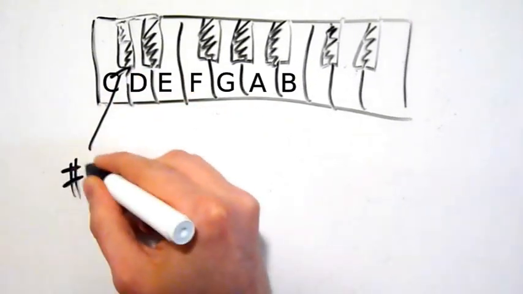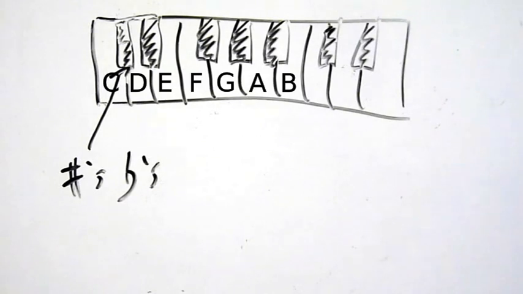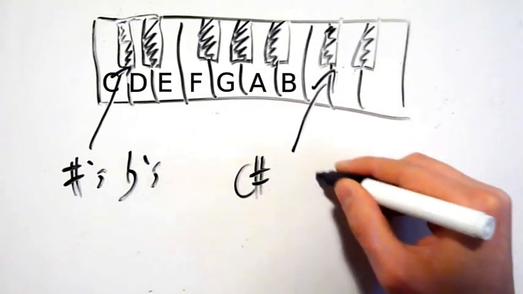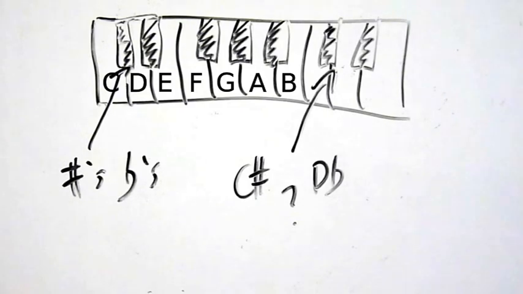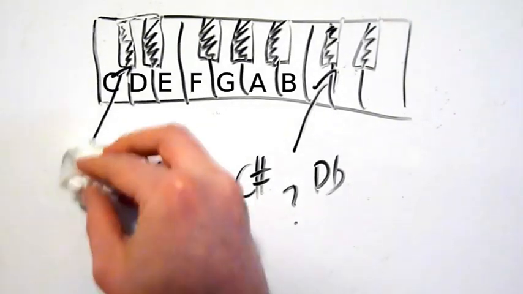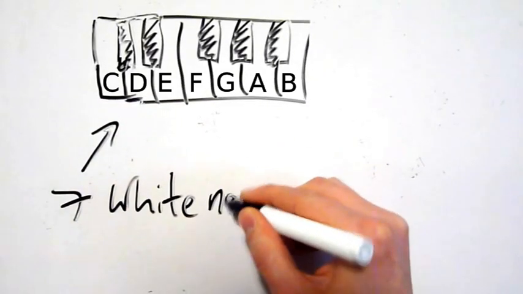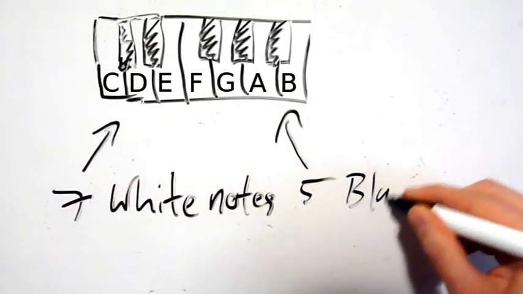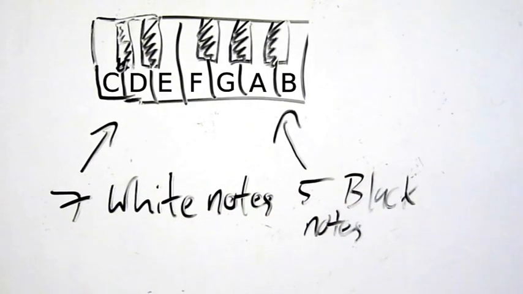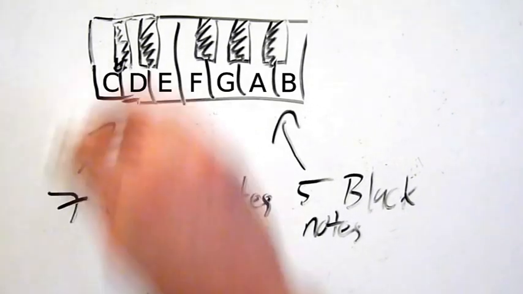The black notes on the piano are the sharps and flats, or the notes in between the white notes. Depending on the context of the music, we may notate these black notes as sharps, or we may notate them as flats. More on this later. There are 7 white notes and 5 black notes, giving us a total of 12 musical pitches that repeat to give us multiple octaves of musical notes.